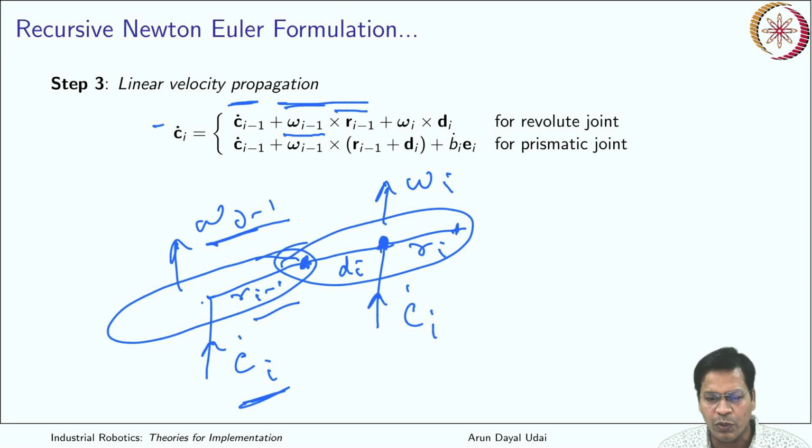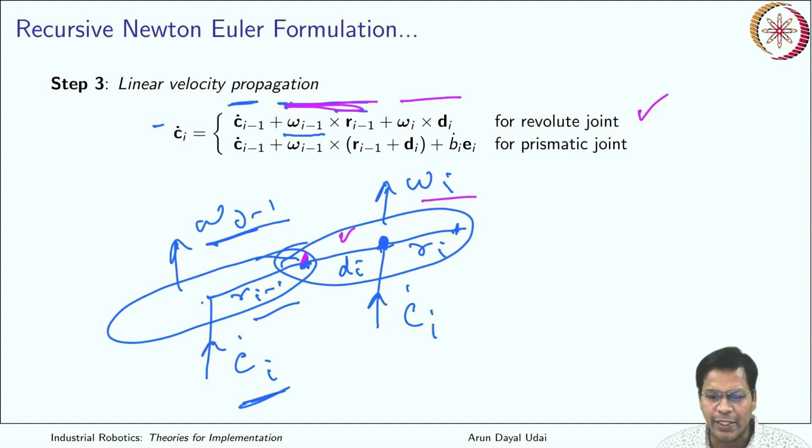This is velocity due to angular velocity. And then you have velocity contribution due to Di distance. So this is your Di distance and this is your omega i. So that also has got contribution over here. So overall the total velocity is seen by this.